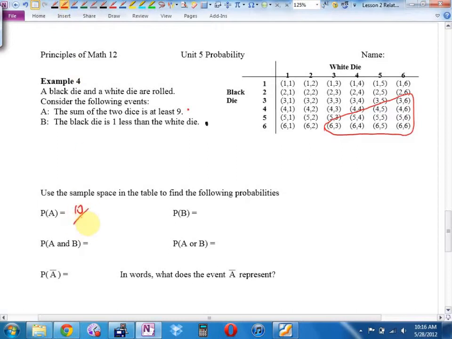Did you use the fundamental counting principle? I hope you went 6 choices, 6 choices. See, that's why we always do the combinatorics unit before we do probabilities.